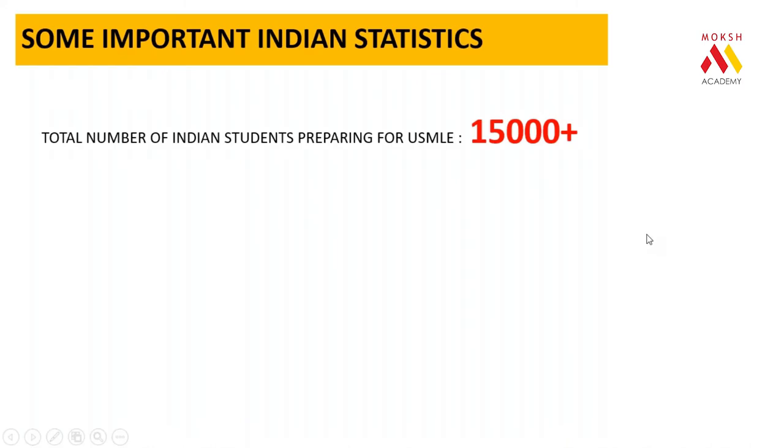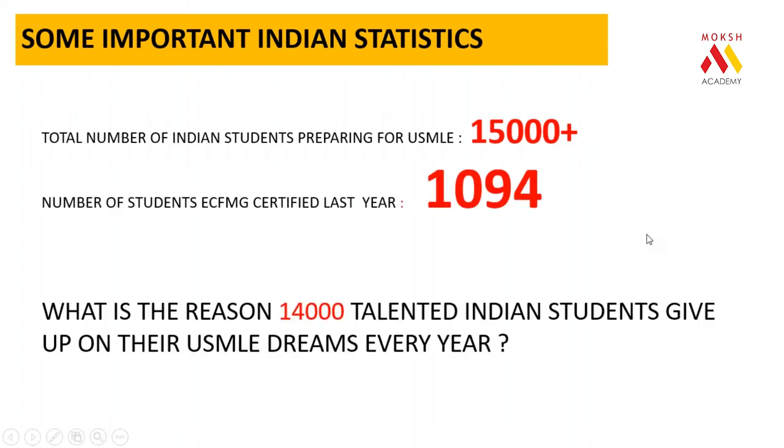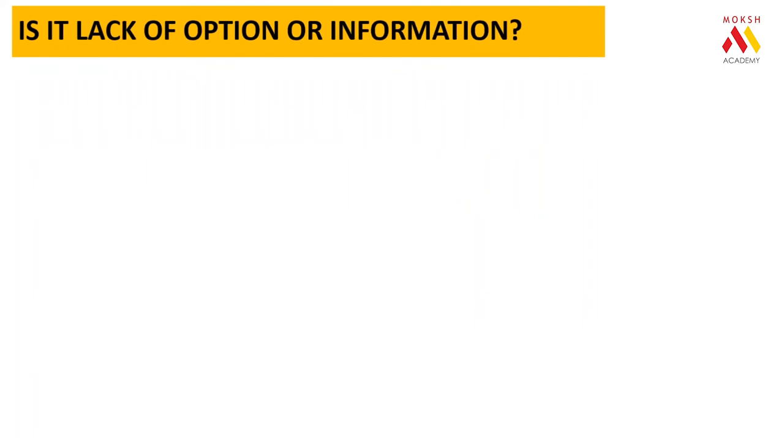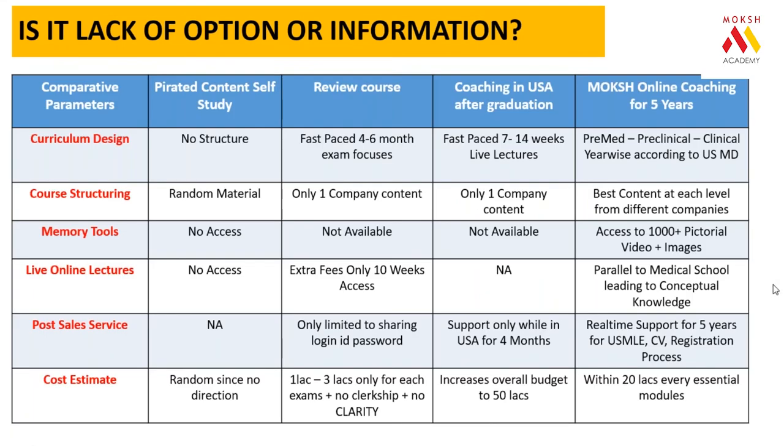So how do we help students? We help students with the entire preparation of USMLE, clinical rotation, residency match at different levels. But the reality is 15,000 people prepare for USMLE in India, but last year only 1,094 were matched. What is the reason 14,000 talented Indian students did not succeed? Is it lack of information or options? No. Unfortunately, in India, people rely on WhatsApp and Telegram groups where success is only for the group members. So 1 out of 256 people succeed.